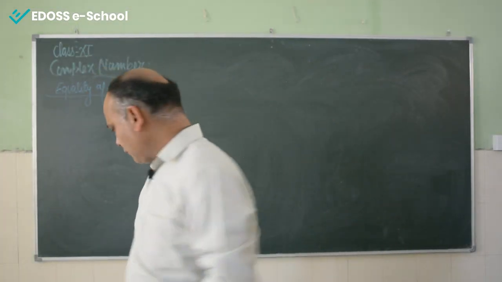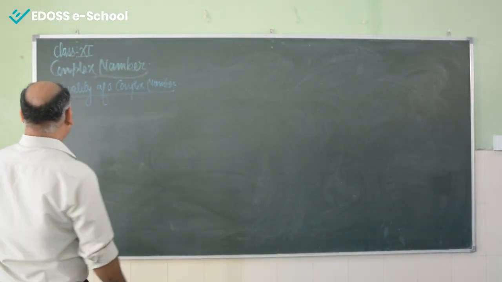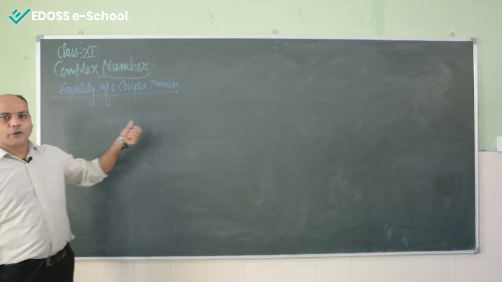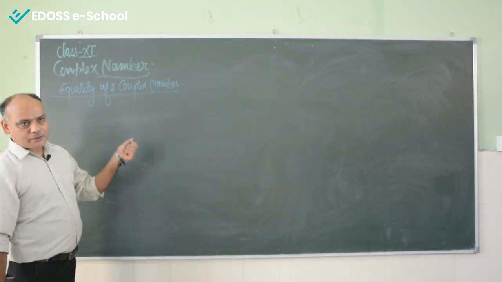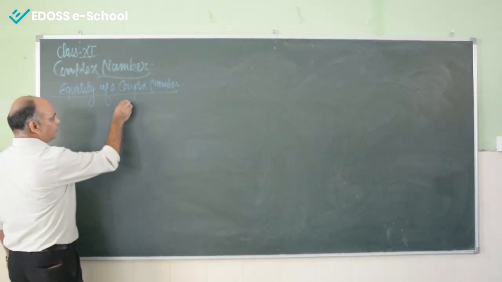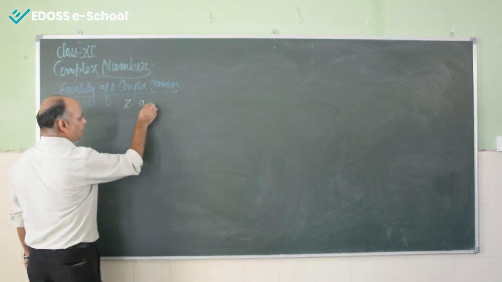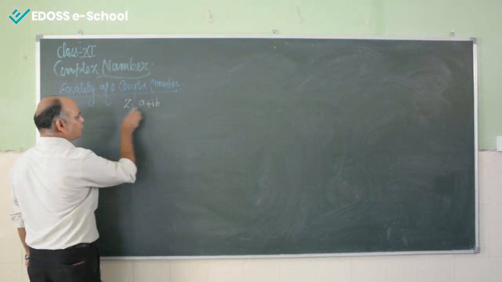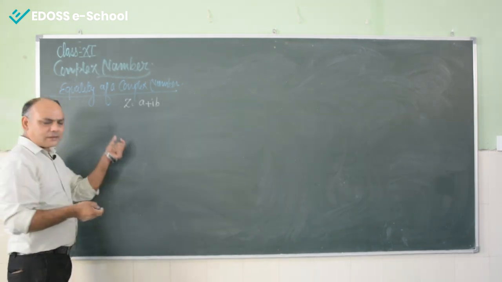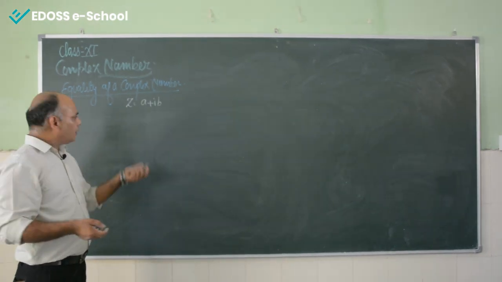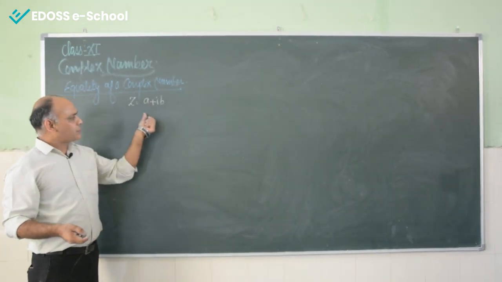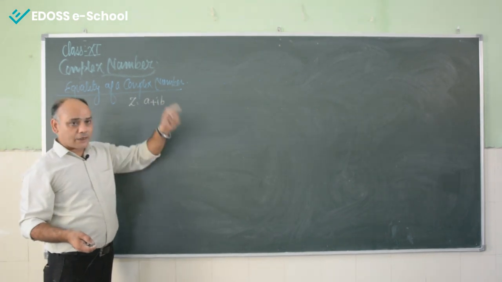This is the trick, you have to remember it. Now we will go through the next topic, that is equality of a complex number. Suppose z equals a plus iota b is the form. It is a standard form.